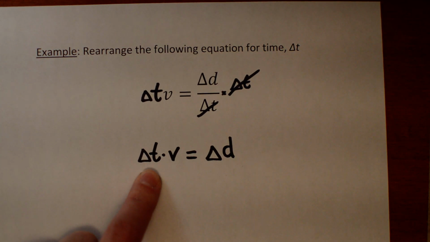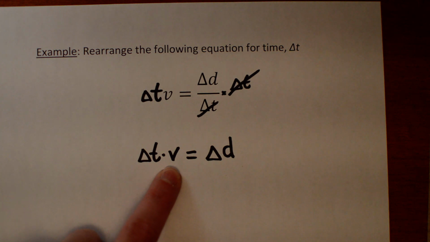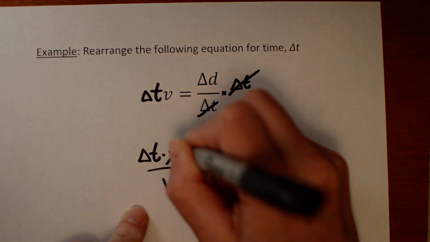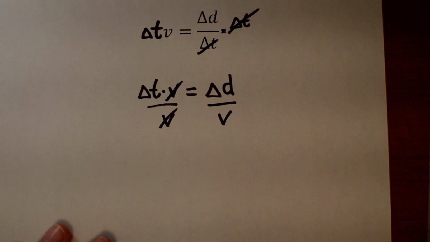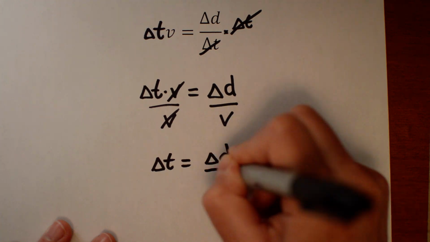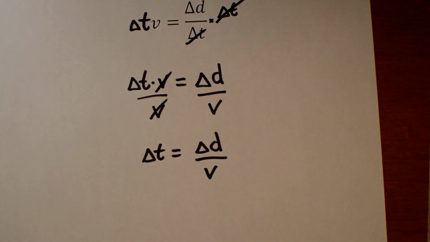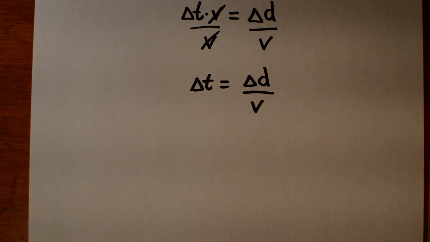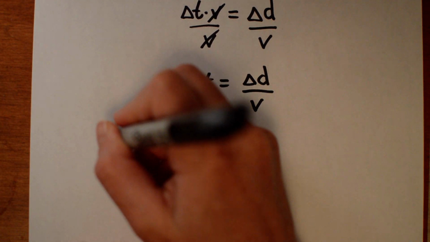I want delta t on its own. V is being multiplied by delta t. So I'm just going to divide both sides by v. Kaboom! Kills my v over here. And I've got delta t on its own is delta d over v. And we're done.